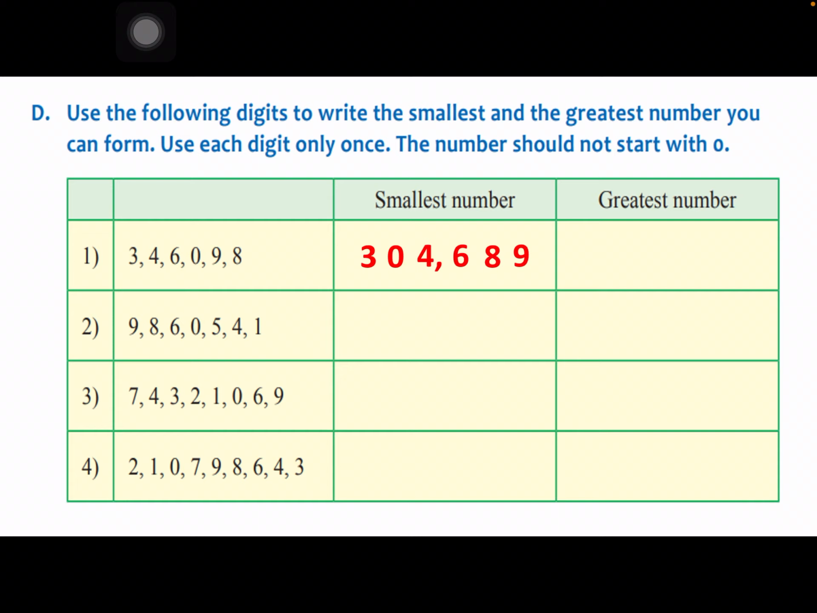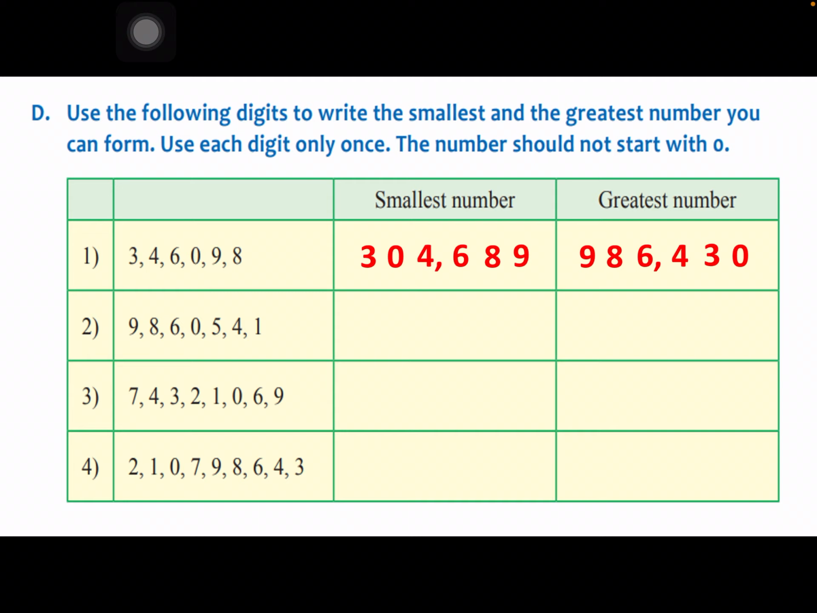For the greatest number, you write the biggest number first. Start with 9. You arrange from the biggest number. Next is 8, 6, 4, 3, and 0. This is the greatest number you can form: 986,430. Okay, students? Do you understand?